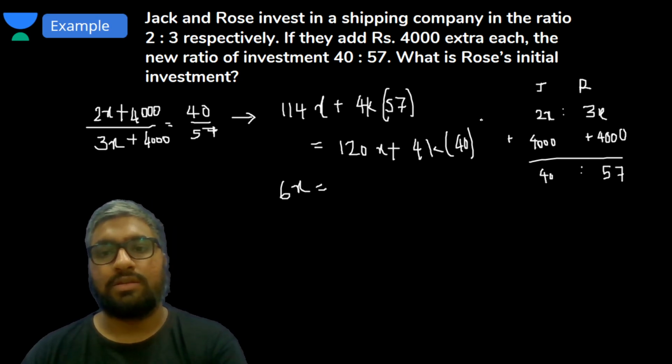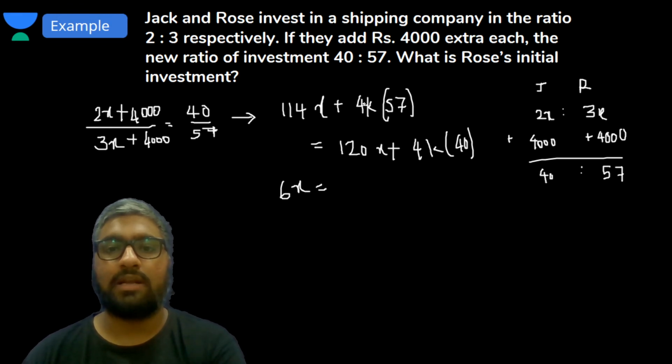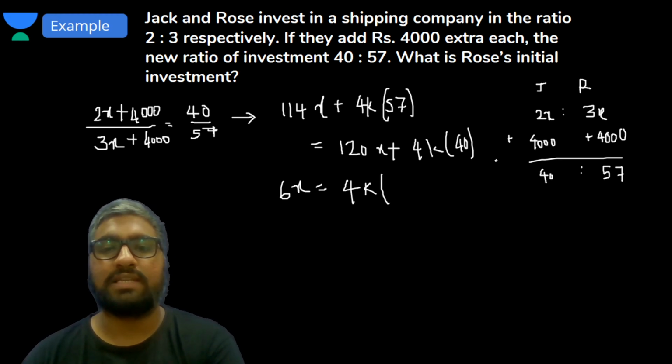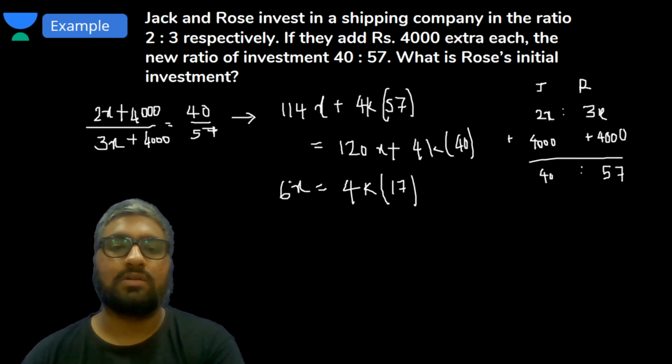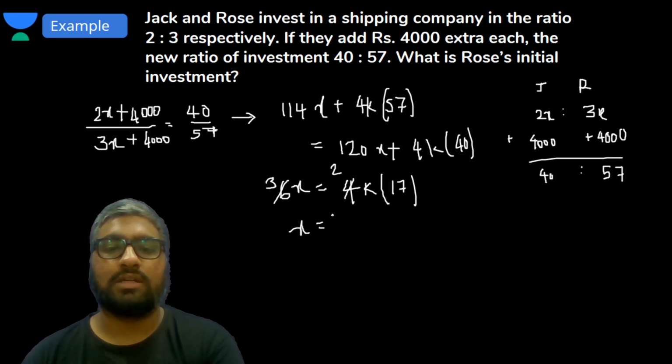So here, if I take this here, I don't have to multiply 4k with 57 and 4k with 40, because now 4k becomes common. 4,000 is common. 57 minus 40 is 17. So this is thrice, this is 2 times. So x is how much? 34. Now you can add the zeros.